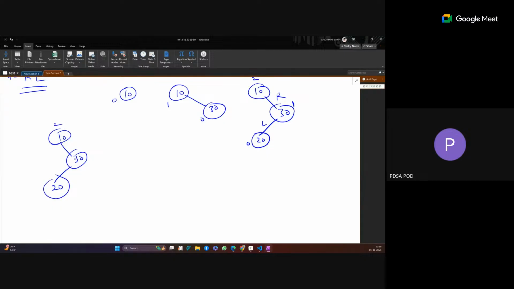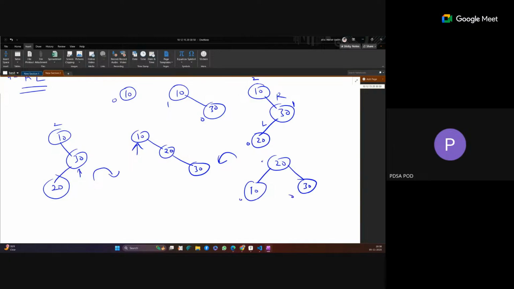Okay, so the first rotation will be applied on this, so that is a clockwise rotation. So 10 will remain as it is, 20 will come here and 30 will come here. Okay, the second rotation will apply here, so that is anti-clockwise. So after that 20 will come at the top, and 10 and 30 like this. Okay, so now our tree will become balanced, so that's 0, 0 and 0.